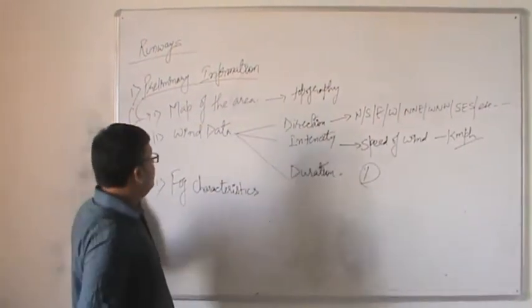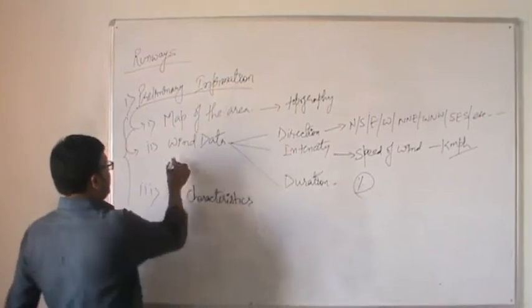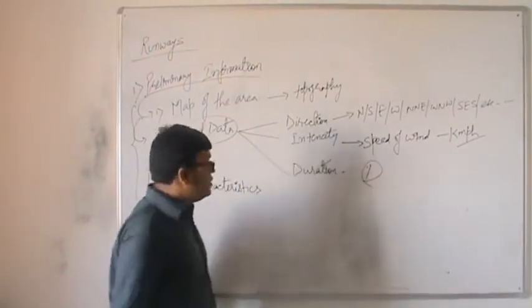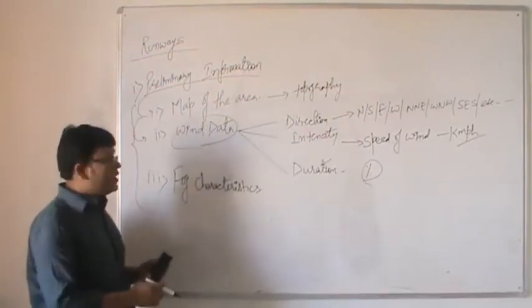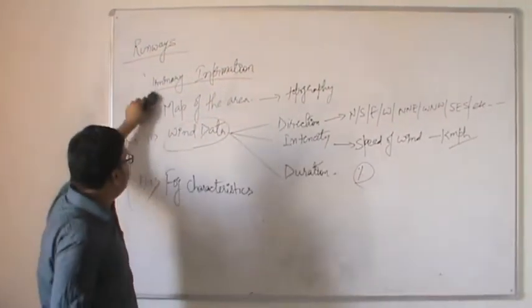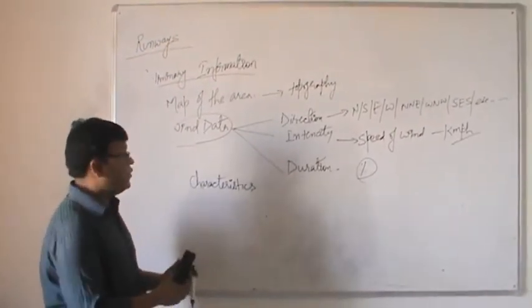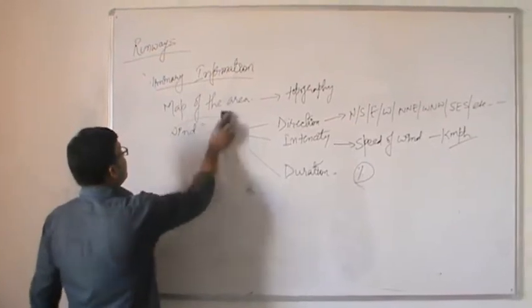So we will start moving further with this wind data. About this, we will learn about different types of wind. As we have seen the three categories within the wind data, now we will learn different types of wind that act on the aircraft during takeoff and landing operation.